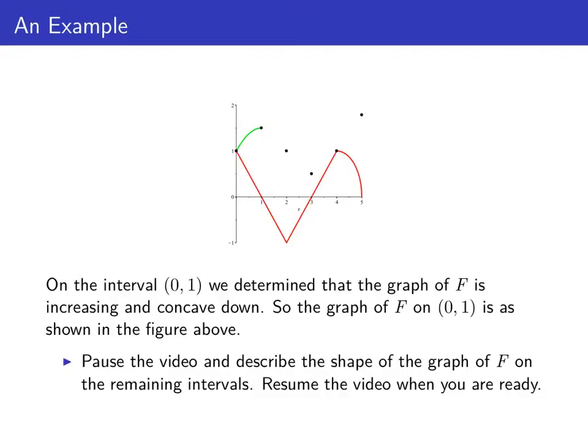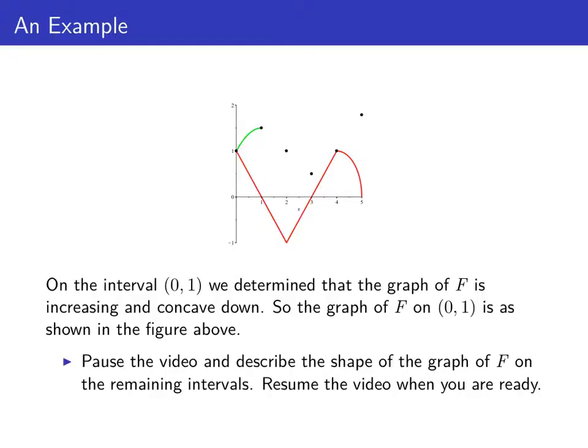On the interval from 0 to 1, we determined that the graph of big F is increasing and concave down. So it's going to look like this little green arc that we've drawn on the graph, connecting the 2 points between 1 and 2. Now why don't you pause the video and then draw in the rest of the graph of big F as best you can using F increasing, F decreasing, concave up, concave down, and then resume the video when you're ready.